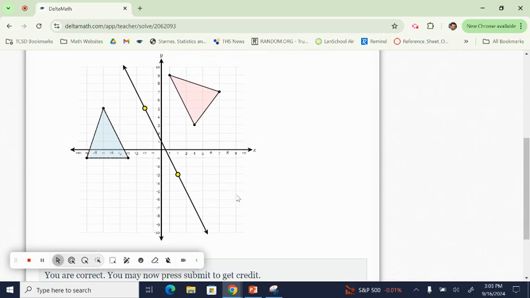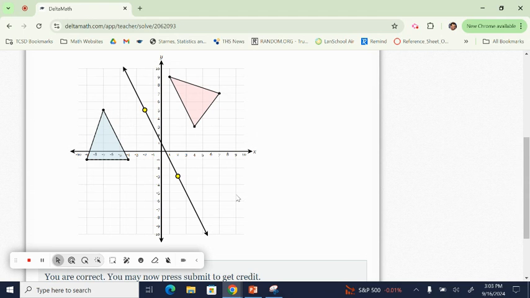So what I would do is try to visualize connecting two of the corresponding vertices and then get that perpendicular bisector going down through the segment.